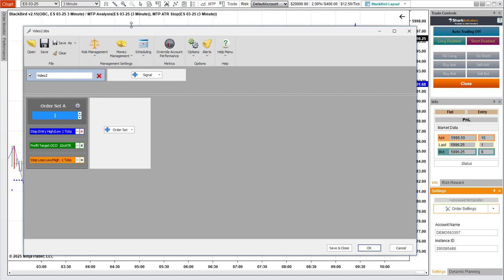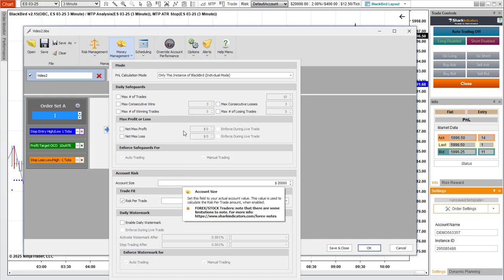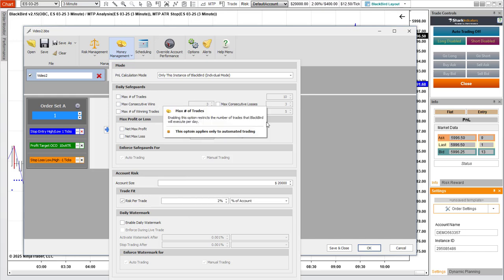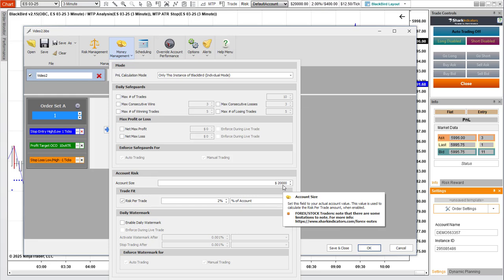Let's go through a couple of the things at the top here. The main one you want to look at is the money management here. Do you see this button here? It's the money management. And also the account risk. So there's daily safeguards and daily watermarks that you can look at yourself, but I wanted to look at the account risk. This is our position sizing. So what you need to do here is put in your account size. This is the account size that you're trading with, and also your risk per trade. So this will then use your entry price and your stop price to calculate how many lots or contracts or shares to trade. So it's our position sizing. So set that up first.